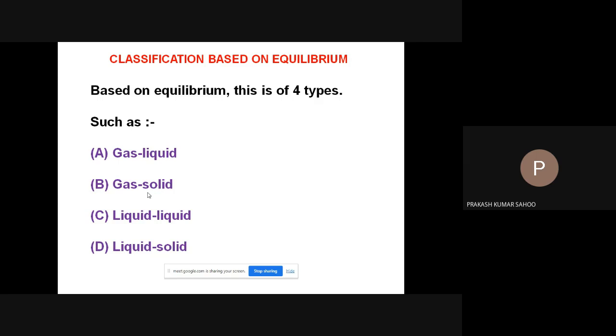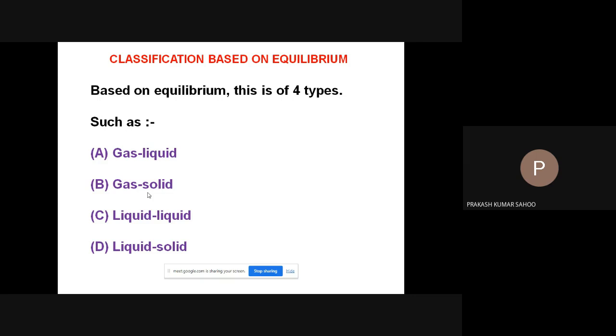So we have generally four types of classification based on equilibrium. That is your gas liquid equilibrium, then your gas solid equilibrium, liquid liquid equilibrium, and liquid solid equilibrium. So let's go to the first one, gas liquid.